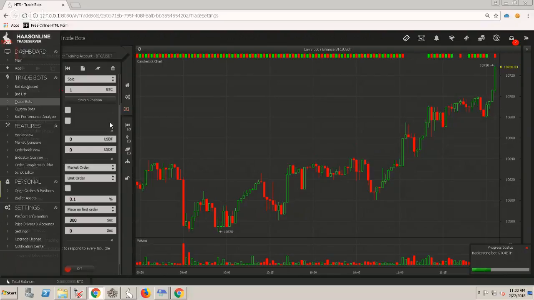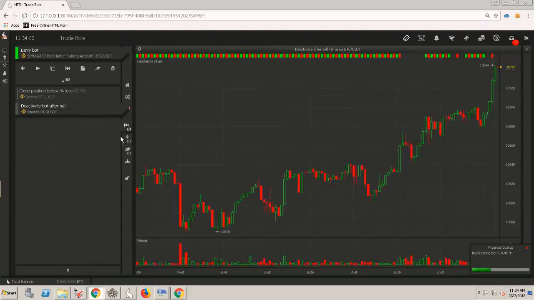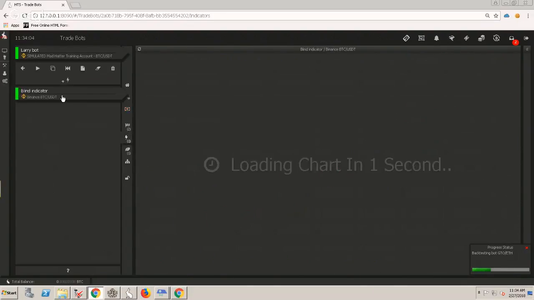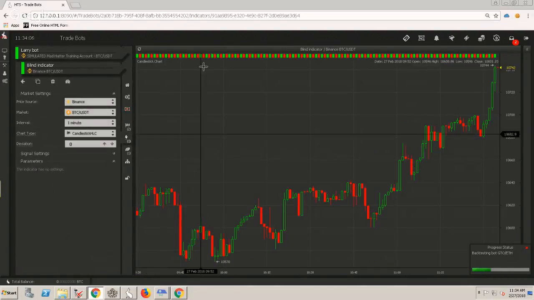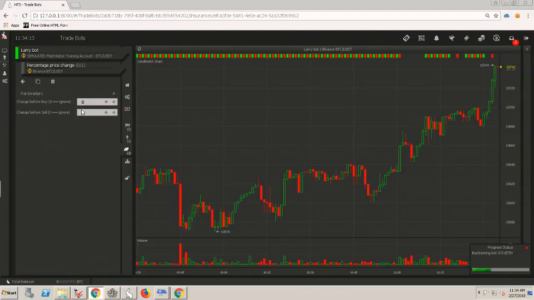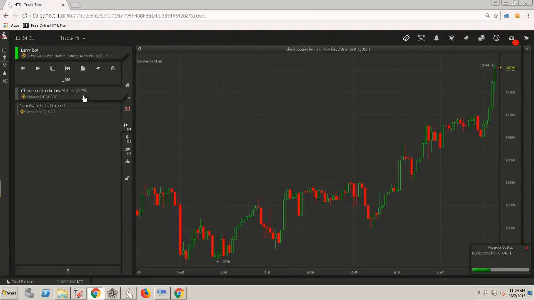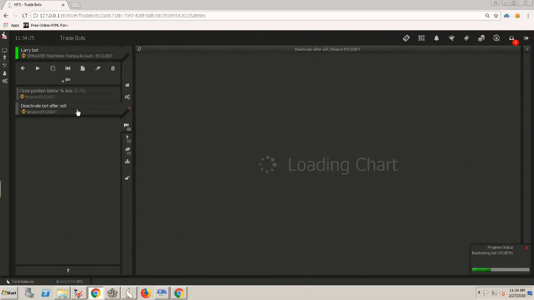So I went ahead and showed him that we could do that with our blind indicator, which will blindly just buy and sell, but pair that up with an insurance of what he wanted, which was 1%. With that, we also added a couple of safeties. So if it drops like 0.75%, it'll close its position, but also deactivate after the sale.